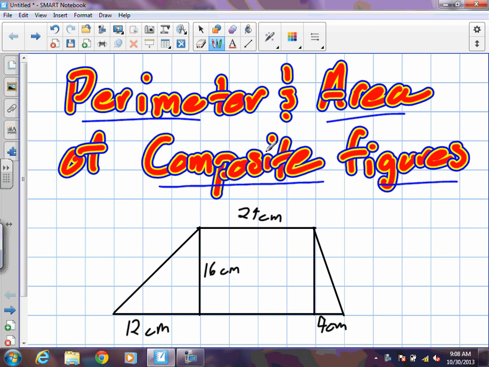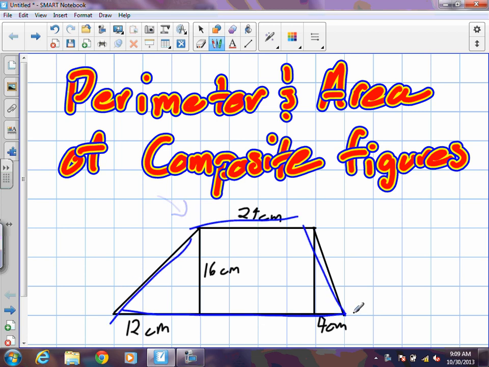Composite figures are shapes that are built up of multiple shapes. Now, this figure here, does anyone know what shape this could technically be? The greater outside of this shape, what could we call that? That's right. This is a trapezoid. And at the end of this, I'll go into a formula on how we can actually find the area of a trapezoid. But we're going to start with perimeter.